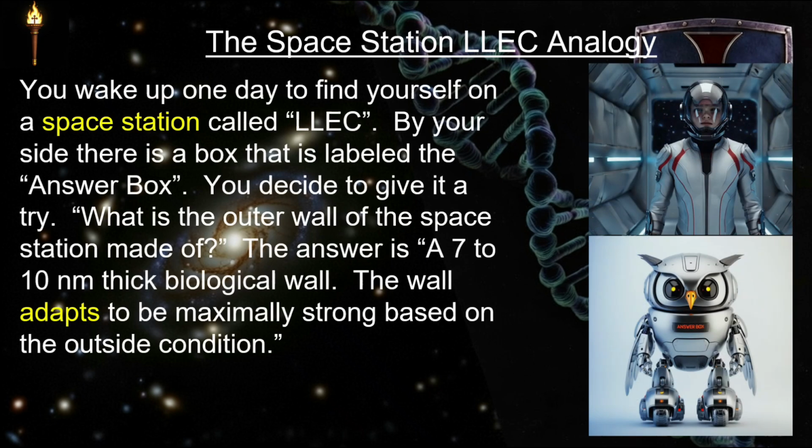Let's begin. You wake up one day to find yourself on a space station called LEC. By your side there is a box that is labeled the answer box. You decide to give it a try. What is the outer wall of the space station made of? It answers a 7 to 10 nanometer thick biological wall. The wall adapts to be maximally strong based on the outside condition. Now, just in case you're wondering, 10 nanometers is about 100 hydrogen atoms connected together in a line. And here we have a wall that is 100 hydrogen atoms thick. It's a pretty good wall for a space station.